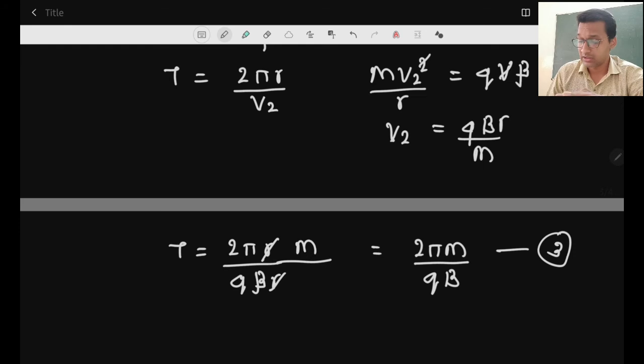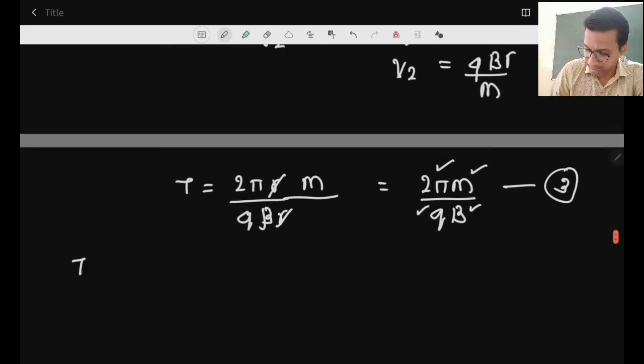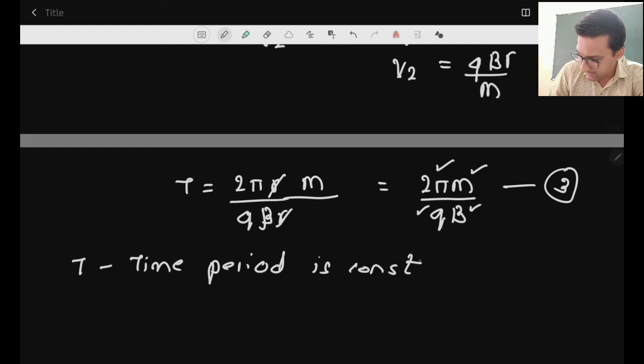In this equation, try to see that everything is constant. m is constant, q is constant, the magnetic field is also constant. We are talking about a uniform magnetic field, and 2 pi we know is also constant. So this time period will also be constant. It will not depend on velocity. Try to see, it is not depending on the velocity of the particle. It depends on m, q, B, which all are constants. That is why the particle, when it enters a magnetic field, rotates with the same time period.